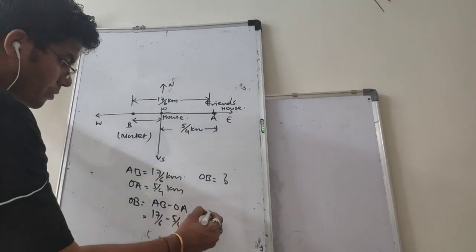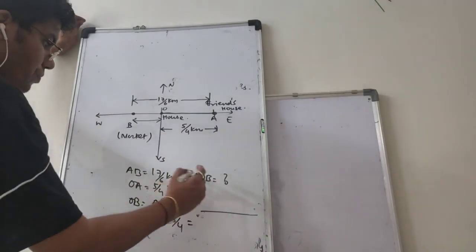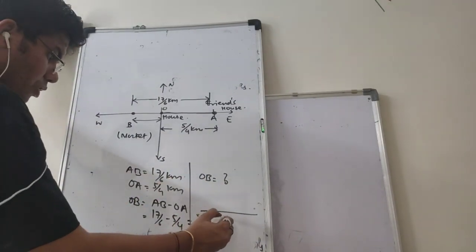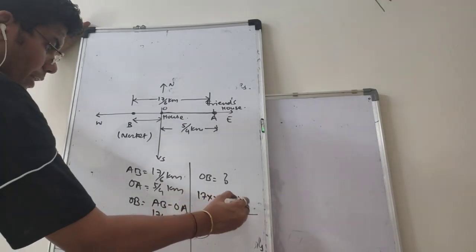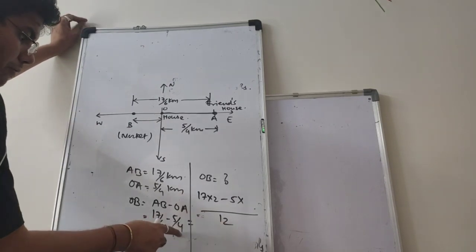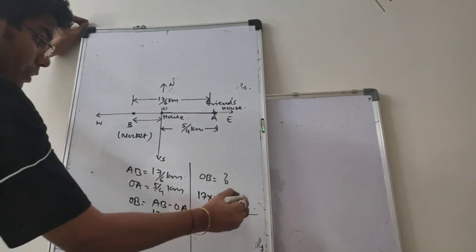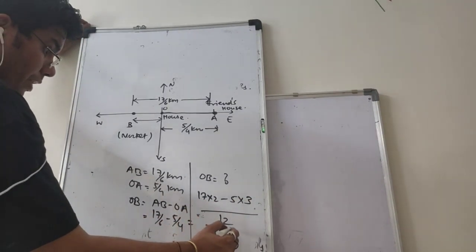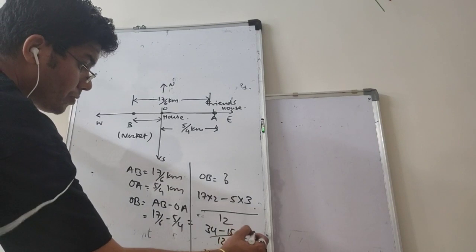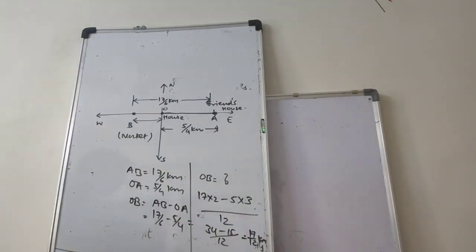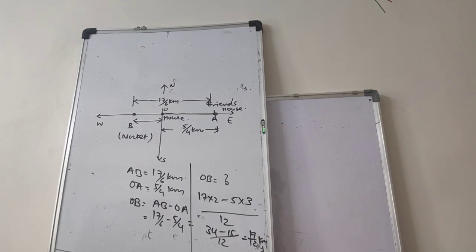Now we are taking LCM of these two numbers. LCM is 12. Now 12 divided by 6 gives 2, so 17 into 2, minus 5 into, 12 divided by 4, the quotient comes 3, 5 into 3. So that is 34 minus 15 over 12. So the value of OB is 19/12 kilometer. How much distance? 19/12 kilometer. Is that clear?